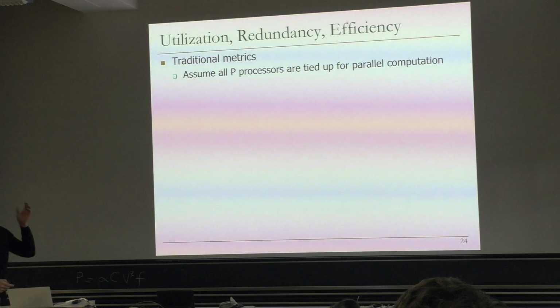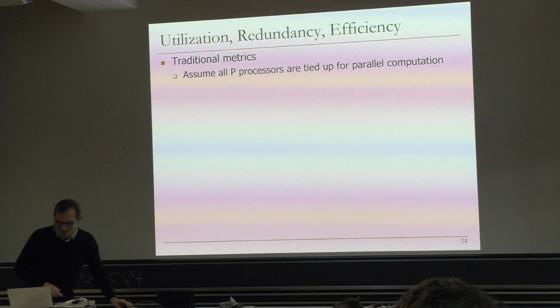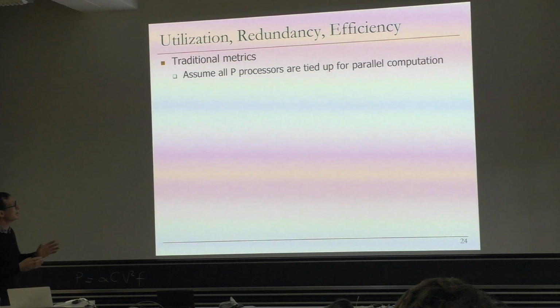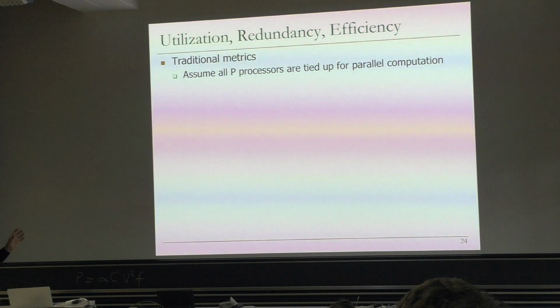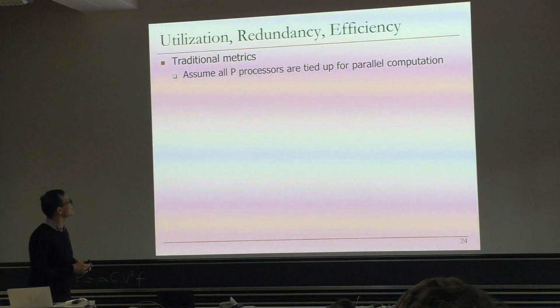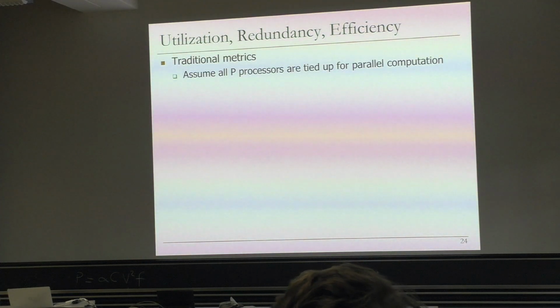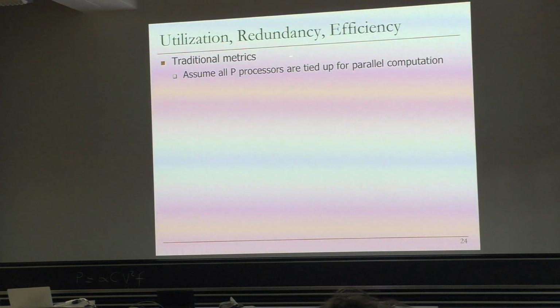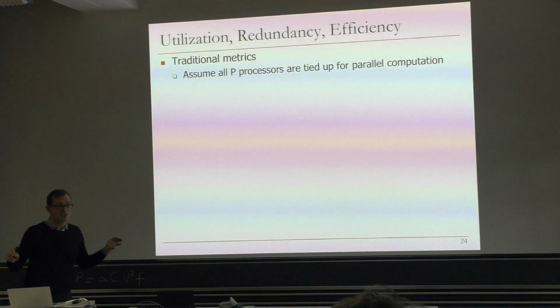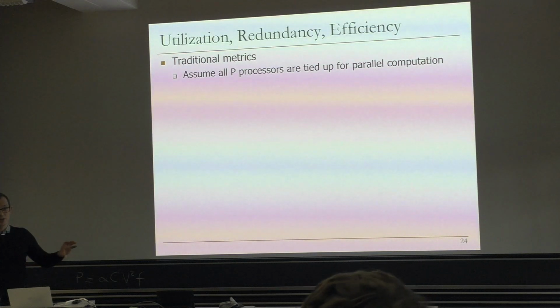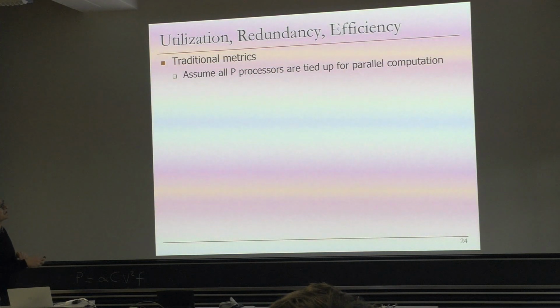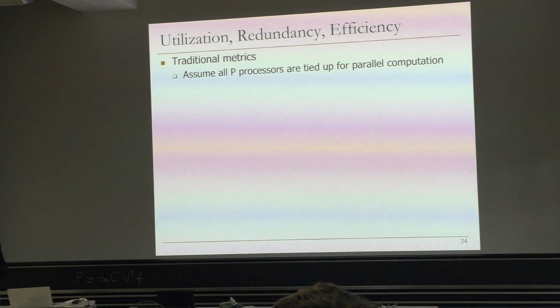Okay, let's talk about some metrics before we take a break. This is going to be simple, but they're actually important. Important to understand in a fundamental way how multiprocessors are evaluated. So there are some traditional metrics to understand multiprocessors, and they're called utilization, redundancy, and efficiency. So traditional metrics assume that you're parallelizing the program across P processors, and all of the processors are tied up for the parallel computation for the entire duration of the parallel computation.